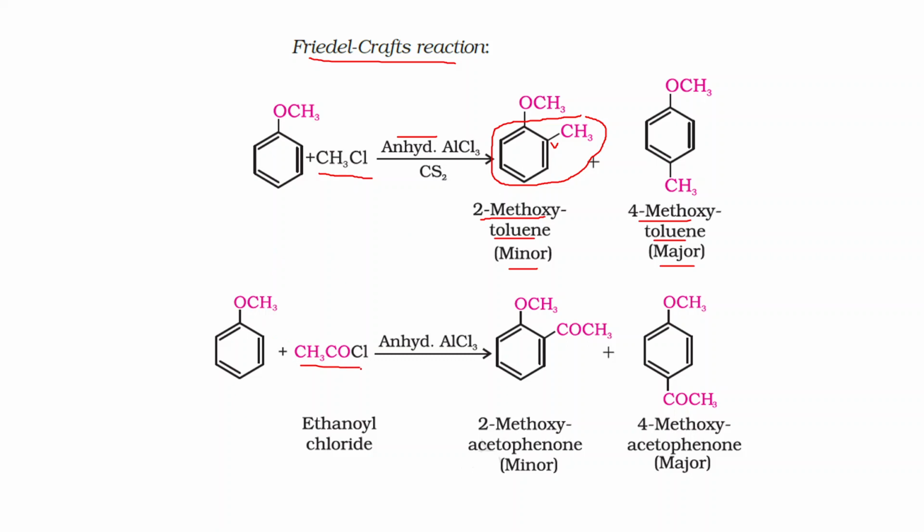Now this is acetylation. Introduction of the CH3CO group in the benzene ring in the presence of anhydrous AlCl3, and its name is ethanoyl chloride. See, at the ortho position, this COCH3 group is present, and in this case, at the para position, this COCH3 group is there. Now its name is 2-methoxyacetophenone. Actually, this part is acetophenone, and in this case, at the second position, the methoxy group is there. That's why this is 2-methoxyacetophenone, and this is 4-methoxyacetophenone as a major product.